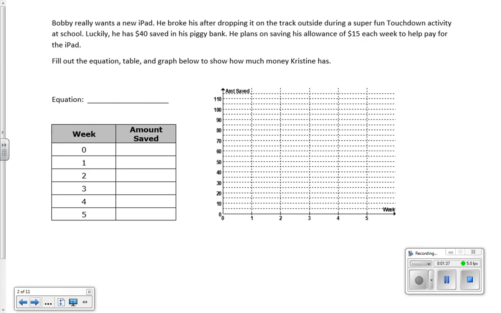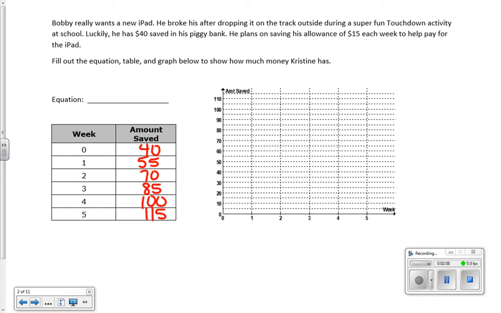Now let's talk about Bobby. He really wants a new iPad as well. His broke after dropping on the track outside during a super fun touchdown activity at school. Luckily, he has $40 saved in his piggy bank. He plans on saving his allowance of $15 each week to help pay for the rest of the iPad. So again, table, graph, and equation. Well, he's a little bit different. Week 0, he actually already has $40 saved. Okay? But then he keeps adding 15 to it, just like Christine did. So now he's at 55, plus 15 is 70, plus 15 is 85, so on and so forth.